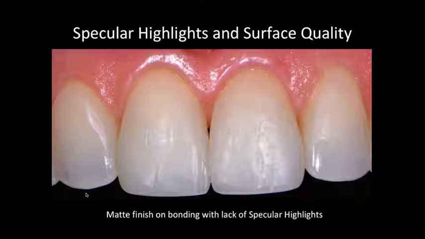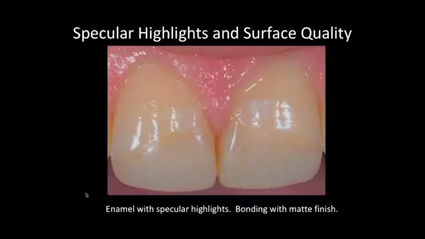So here what we have are some composite bonding on the incisors, and you can see with the teeth dry, we have nice tooth form and pretty good color, but you can see that the surface is quite matte. So it almost looks like not quite a finished restoration. It really takes away from the overall sense of quality of the restorations.